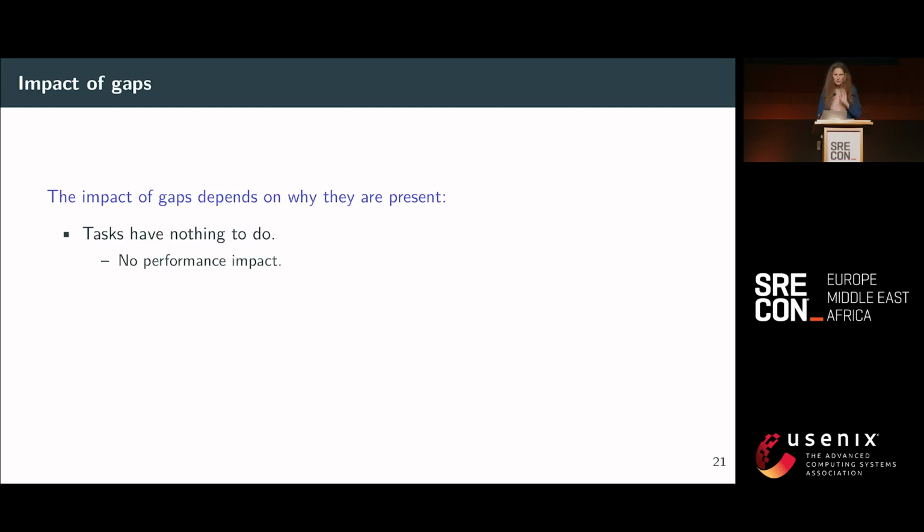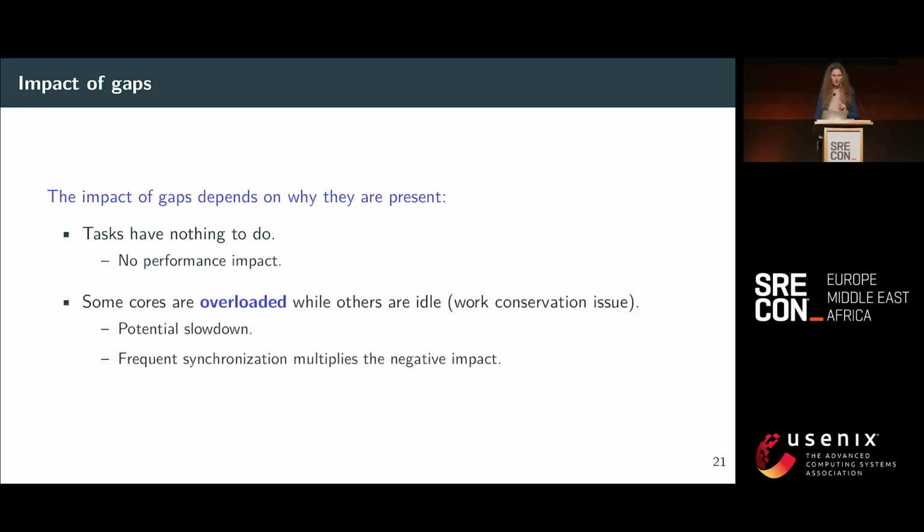So in general, what's the issue with gaps? If you have a gap in your graph, then there are two possibilities. One is there's actually nothing to do, and so that has no impact on performance. Another possibility, though, is that some cores are overloaded and some cores are not doing anything at all. So we have a work conservation issue, and that will cause a potential slowdown.